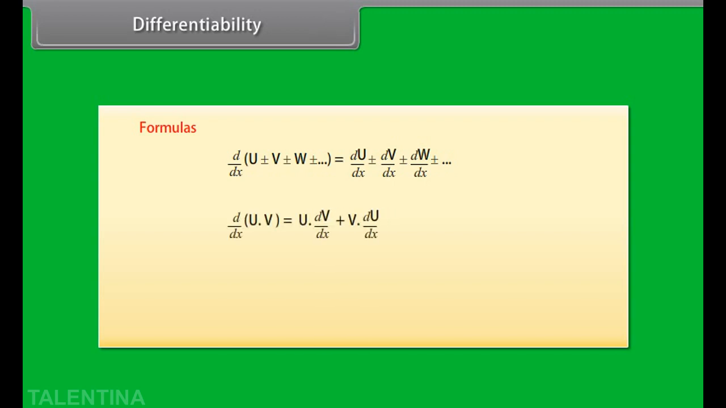d by dx of u into v is equal to u into d by dx of v plus v into d by dx of u. d by dx of u by v is equal to v into d by dx of u minus u into d by dx of v, divided by v square.